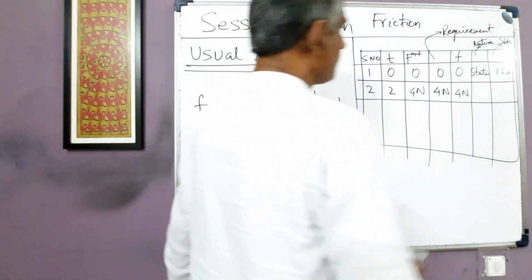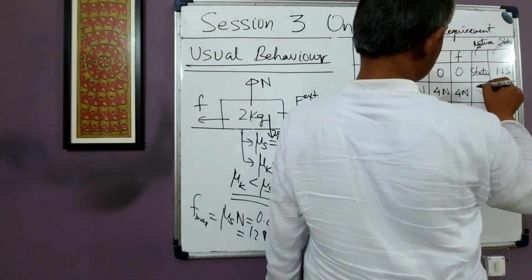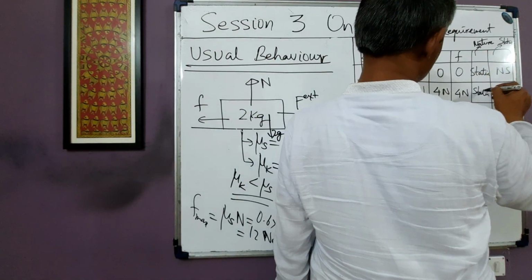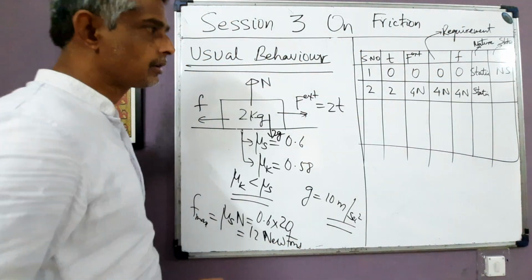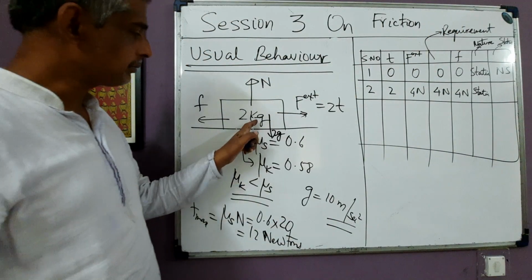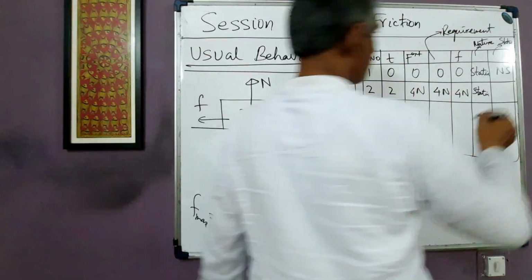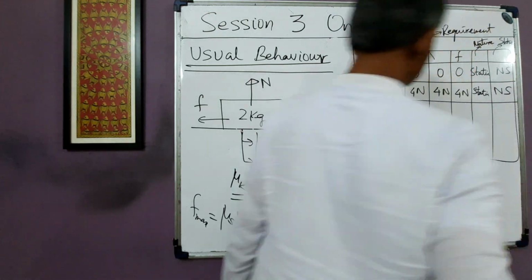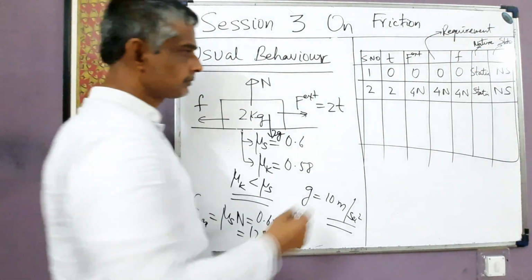Now what is the nature of this friction? Since it is no slip, it is static friction. Now what is the status? Again, it's no slip. It won't slip over the surface. The status of this is no slip.